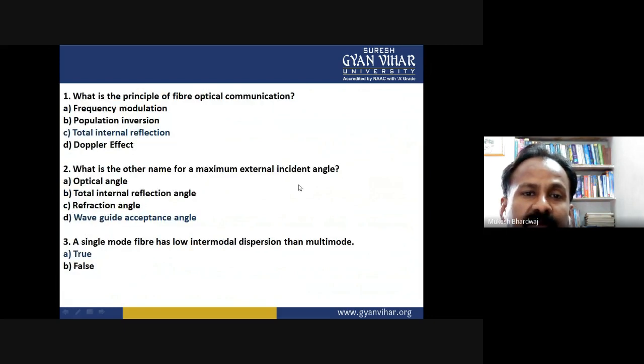What is the principle of fiber optical communication? Total internal reflection. What is the other name of maximum external incident angle? Waveguide acceptance angle. A single mode fiber has low intermodal dispersion compared to multimode. This is true.